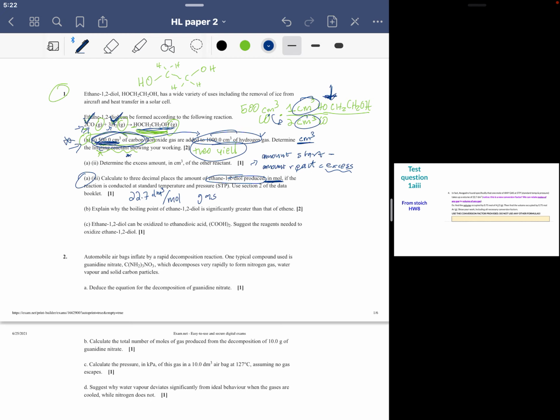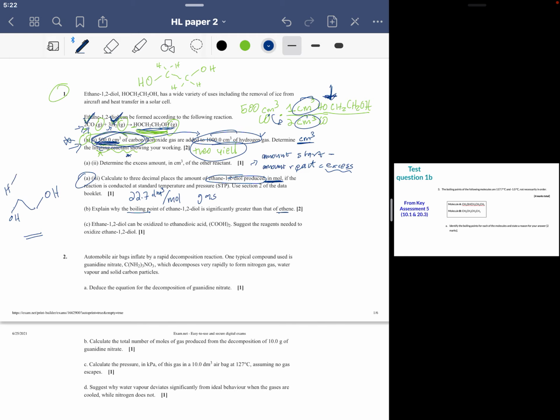All right, next question was about boiling point. Remember, whenever we boil or melt, what you're doing is you're breaking IMF. Remind yourself, I'm just going to draw some skeletal formulas here of the molecules they're talking about. 1, 2, and then ethene. Ethene is 2 carbons. So, whenever we boil or melt, we're breaking IMF.